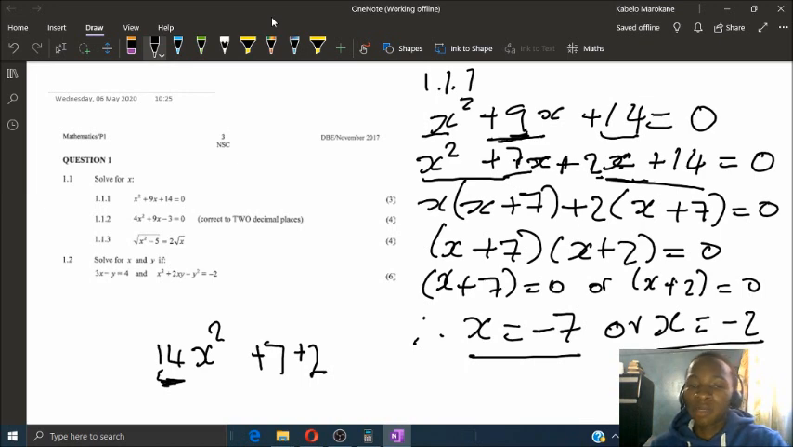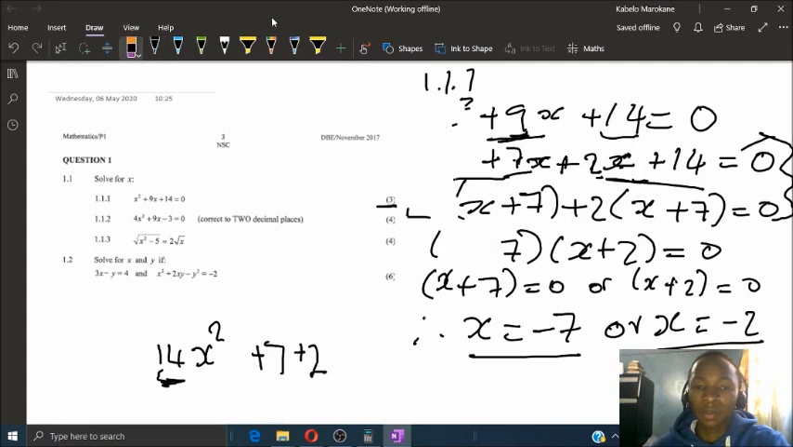Oftentimes you can skip these two steps and continue from here because it's just for 3 marks. I was just doing it for explanation purposes. Okay, so let's do the second question. I'm going to erase quickly so that we do the second question.